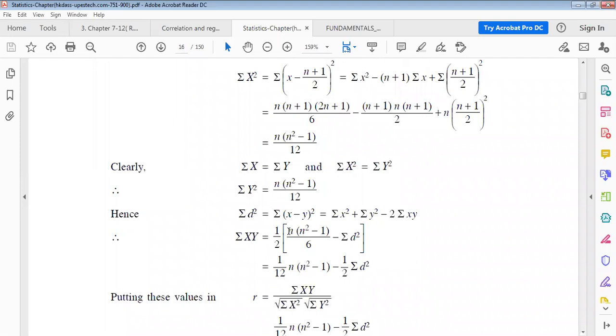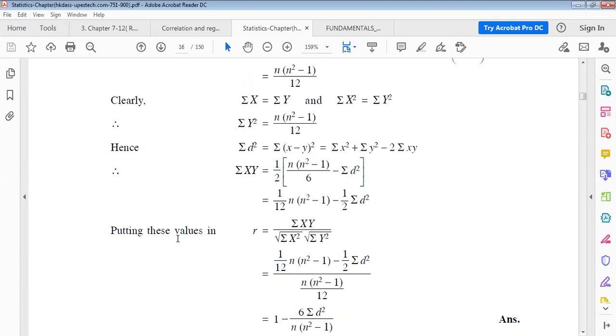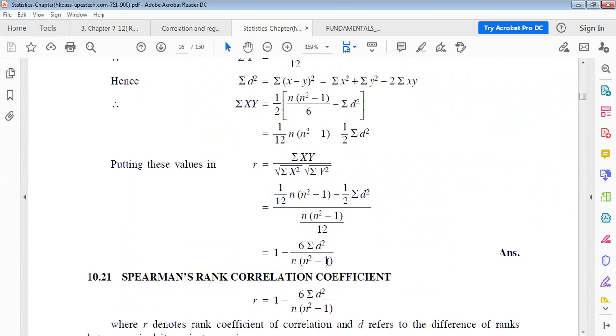Half into n into n square minus 1 by 6 minus summation d square. Summation xy equals to... so multiplying by half we get this. Now putting these values in r equals to summation xy over square root of summation x square and summation y square, just putting these values we get this. This is actually the Spearman rank correlation coefficient.